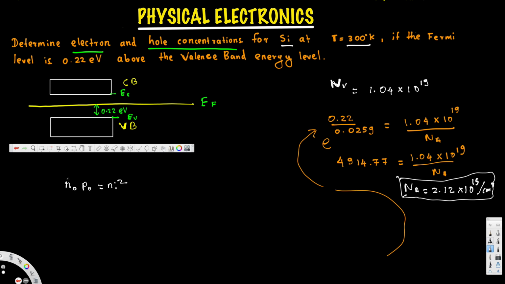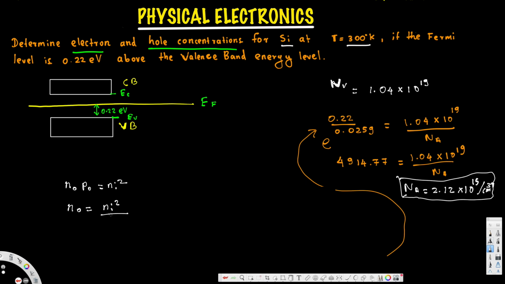Now here we are interested in finding the electron concentration, because we already have p naught, the hole concentration, available right here. So let's rearrange this equation in terms of electron concentration. This is going to be ni square divided by p naught, where ni is the intrinsic concentration of Si at 300 degrees. That is a predetermined value, usually given in the question. It is 1.5 times 10 to the power of 10, divided by p naught, which we calculated before.